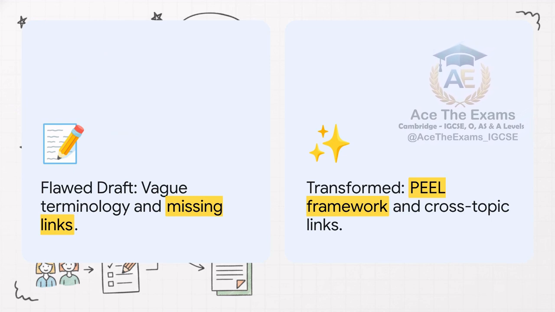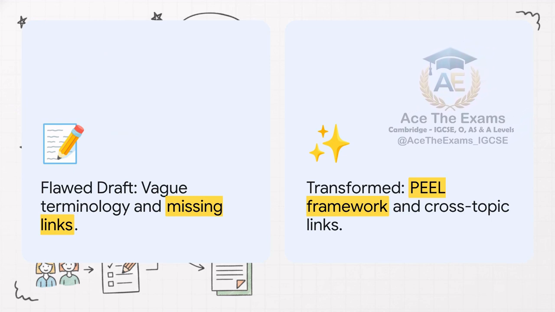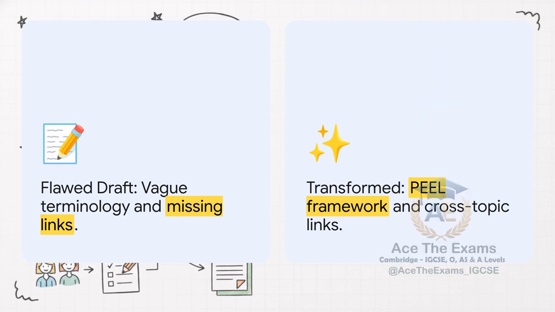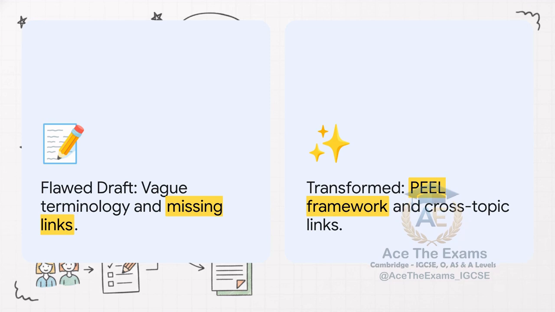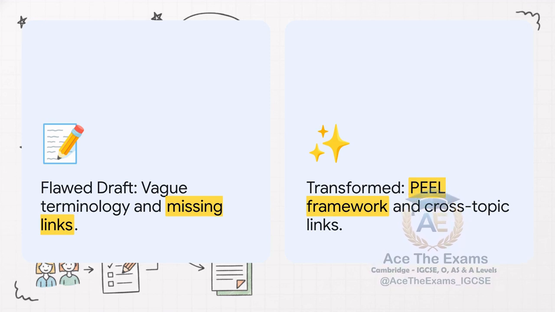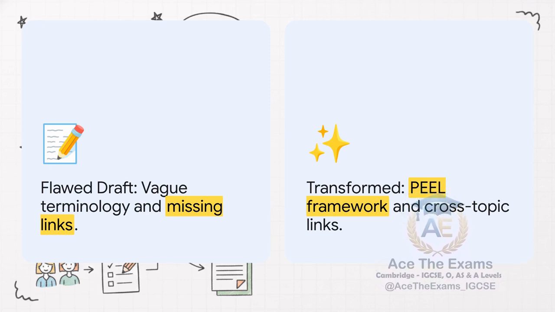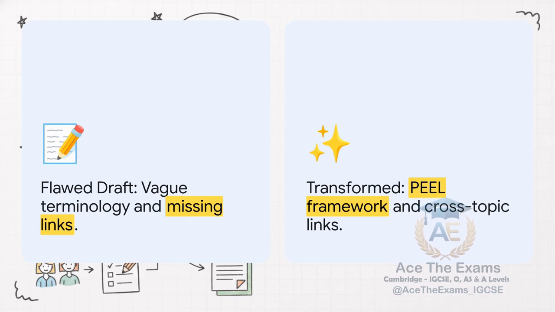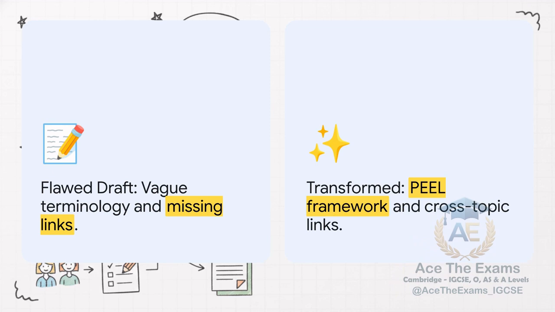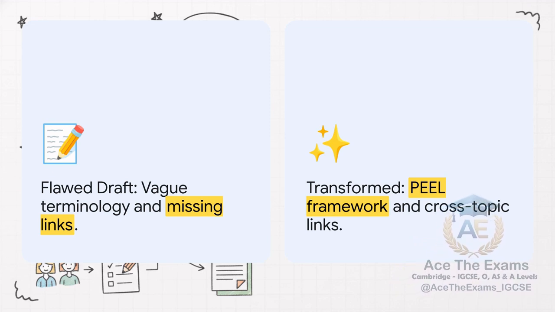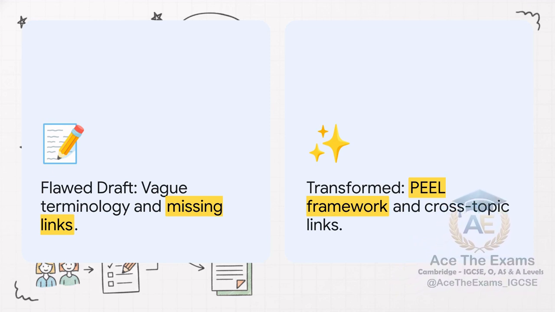Point. The interface utilizes enlarged high-contrast navigation buttons. Evidence. This directly addresses the scenario's constraint of elderly users with declining motor control. Explanation. By increasing the hit area of the interactive elements, the system significantly reduces the risk of accidental inputs. Link. Therefore, this design choice directly improves task efficiency and user satisfaction in the proposed healthcare setting.